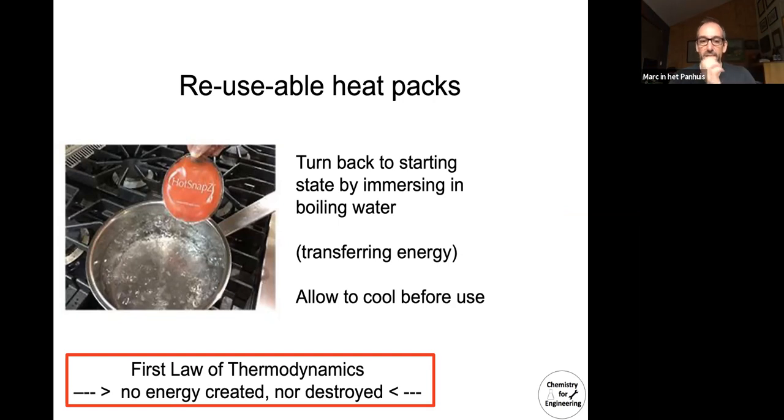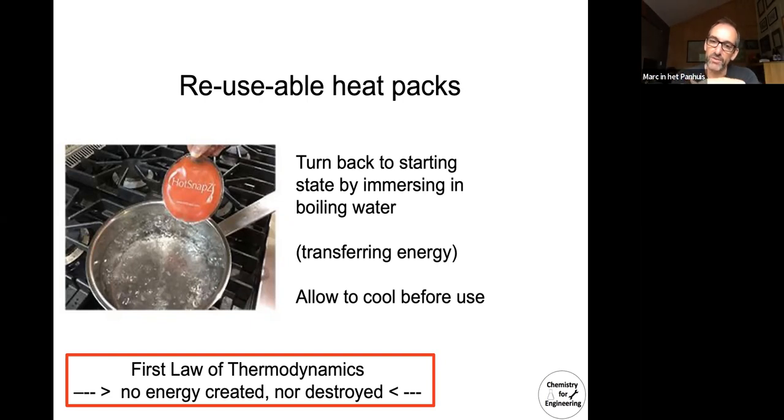So in all of this, what we're obeying here is our first law of thermodynamics. We're not really creating energy. The hot pack doesn't create energy. It releases, it changes, it transfers energy. The crystallization process releases heat. In order to go back, we have to take the crystals and turn them back into the liquid state.